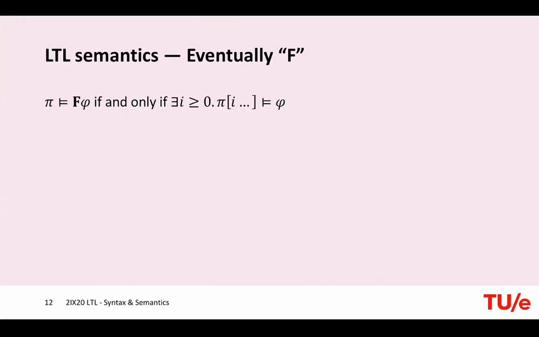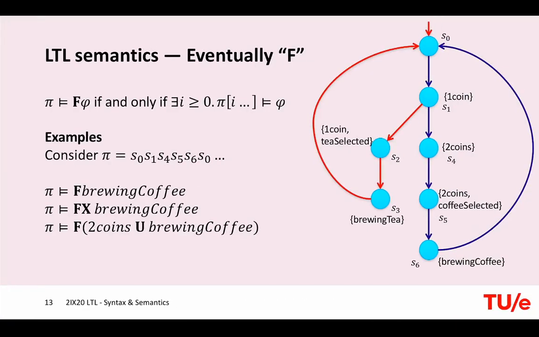Now, in a similar way, we can define the semantics of eventually. So a path satisfies eventually phi if and only if there is some index on that path such that the suffix of pi starting from that index i satisfies formula phi. So if we again look at our example, the path that we have been considering all along satisfies eventually brewing coffee, because there is an index on that path, namely S6 here, so the corresponding index is 0, 1, 2, 3, 4. There is an index where the state, or where the path starting at that state, satisfies brewing coffee.